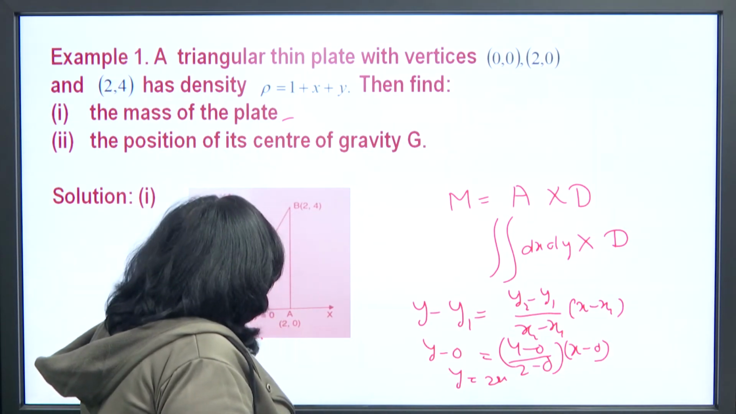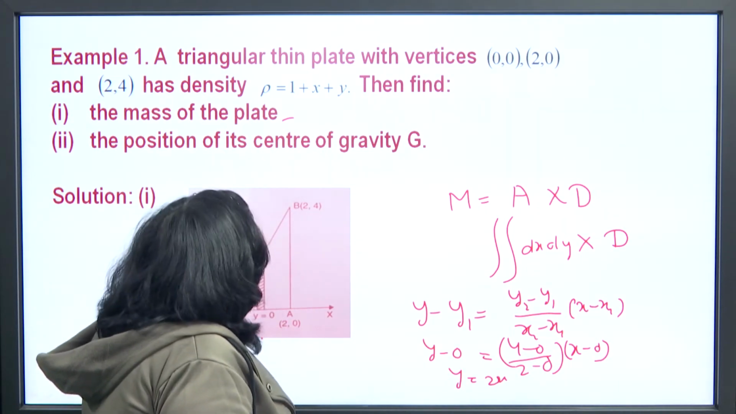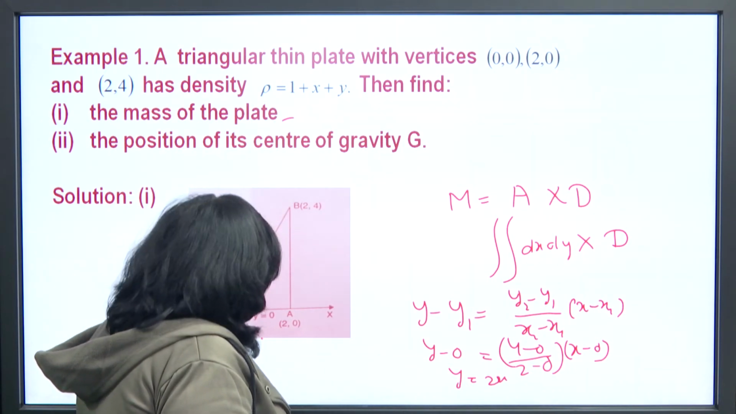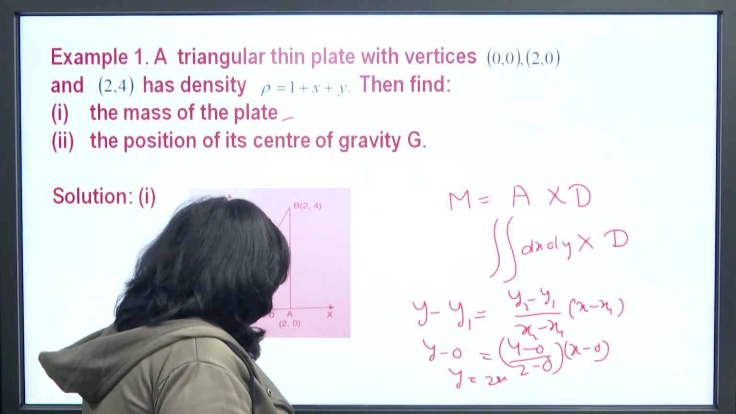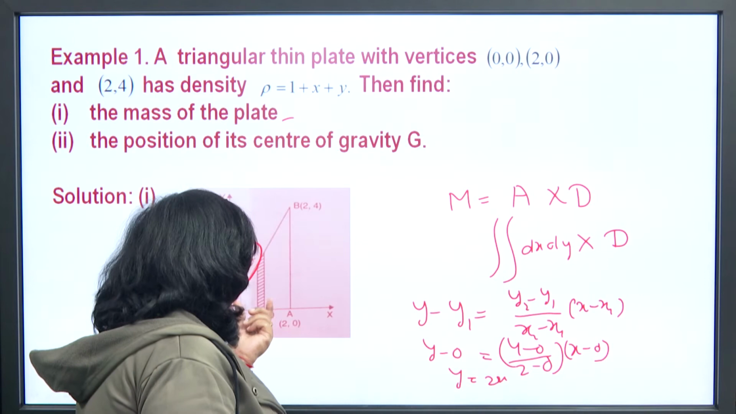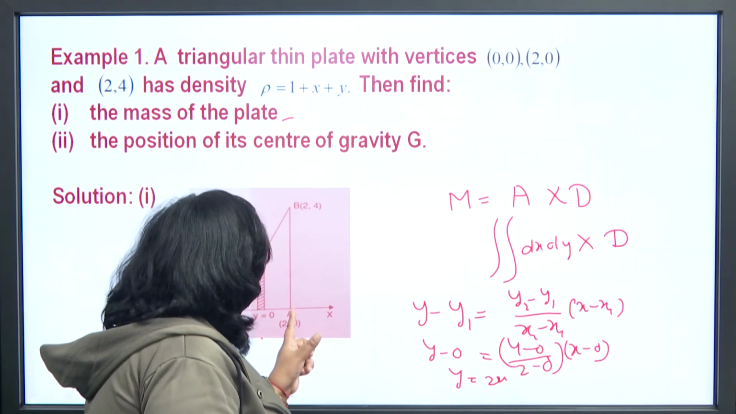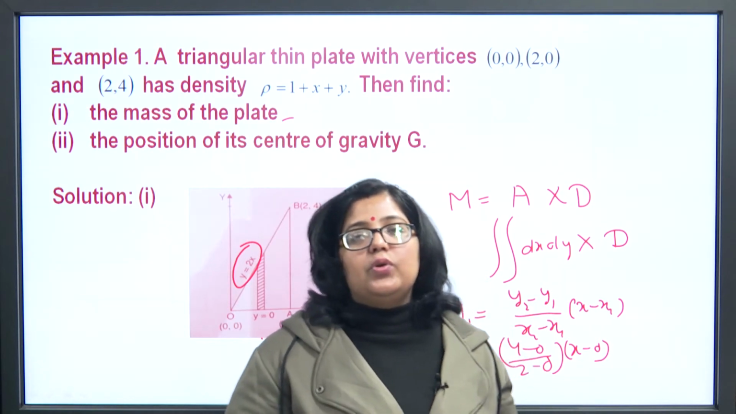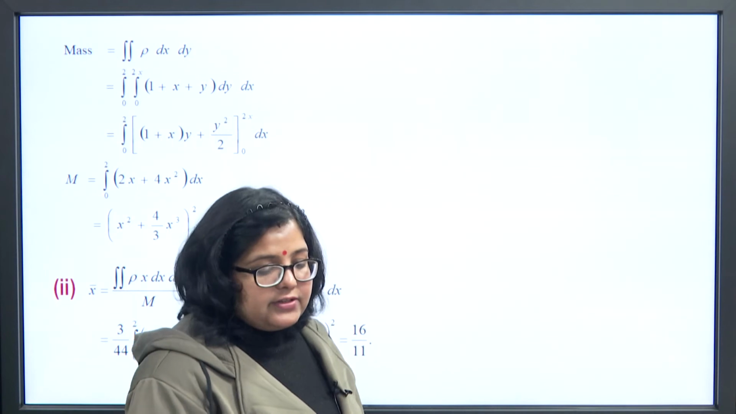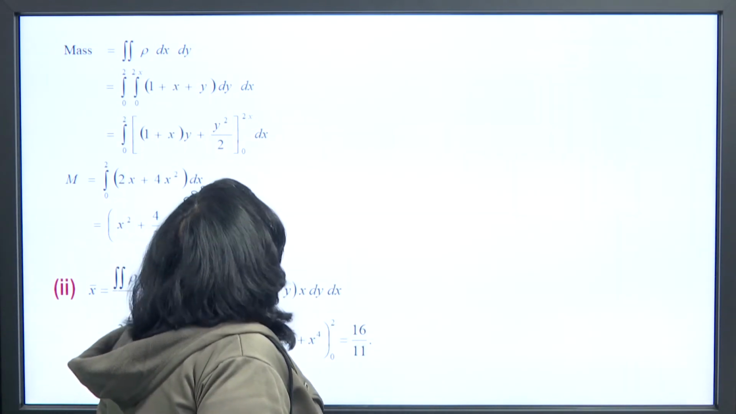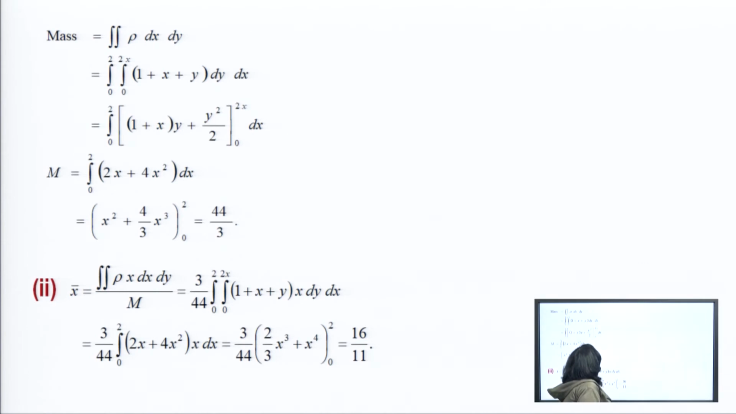We draw the strip parallel to the y axis for the triangular plate. So, what is the limit for y? The limits of y are 0 to 2x, and the limits of x are 0 to 2. We put these limits, 0 to 2 and 0 to 2x, with the value of rho given as 1 plus x plus y, dy dx.